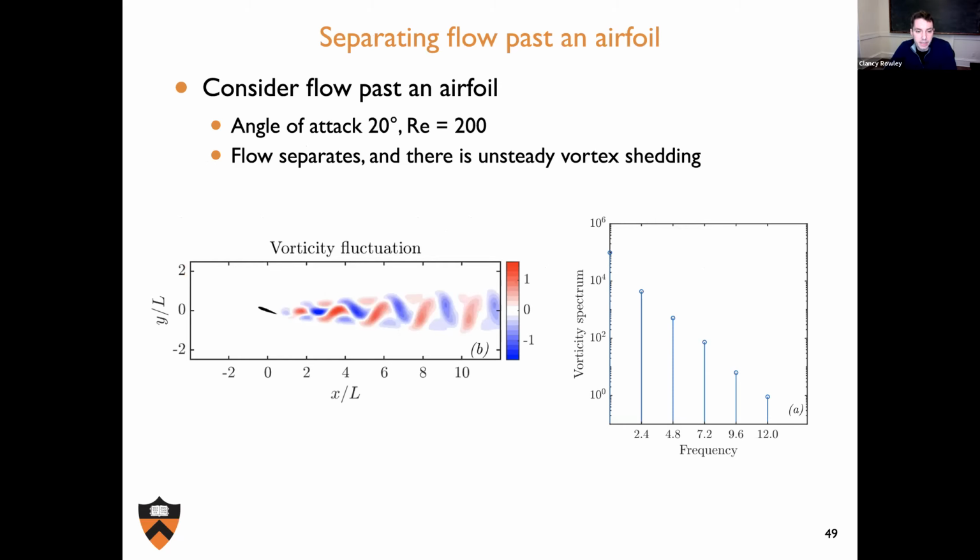So here's flow past an airfoil at a high angle of attack, so the flow is separated, and there's some vortex shedding behind it. Now at the right is shown the spectrum of the vortex shedding, and you see there's a fundamental frequency 2.4, and then many harmonics of that in the shedding.